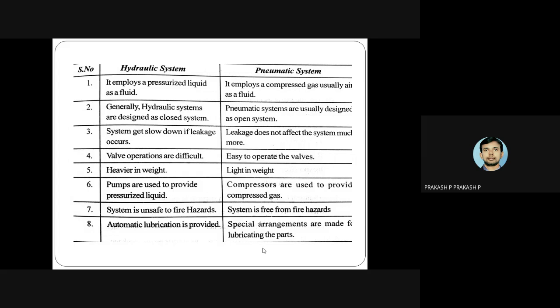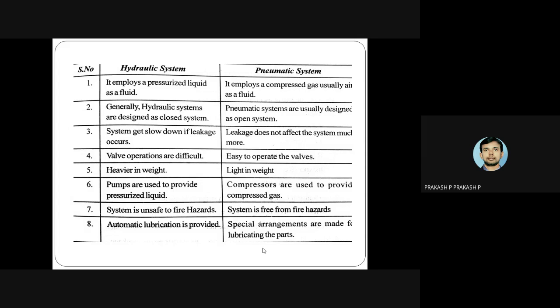Generally, we use oil in a hydraulic system, which is heavier in weight. We use compressed gas in a pneumatic system, so it is light in weight. To provide pressurized liquid in a hydraulic system we use a pump, and in a pneumatic system we use a compressor to provide compressed gas. The hydraulic system is unsafe due to fire hazard because we are using oil, which may catch fire. The pneumatic system is free from this hazard because we are using compressed gas.